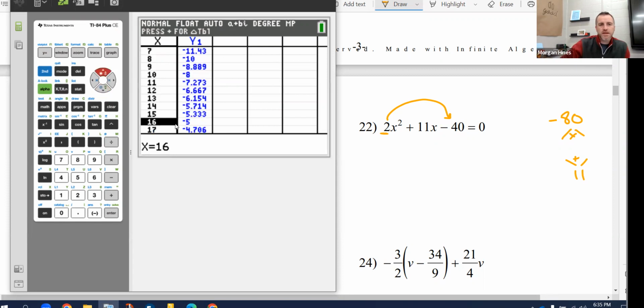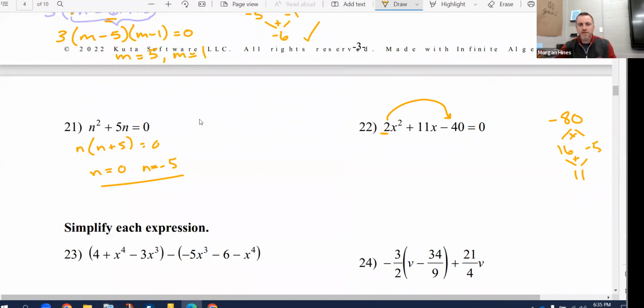So when the first one is 16, this one is negative 5. Those are my two factors because they add up to 11, 16 and negative 5. So I write them like this: x plus 16, x minus 5 equals 0. But remember, x times x is x squared. It's not 2x squared. And our factors are 2 times too big because we multiplied by 2.